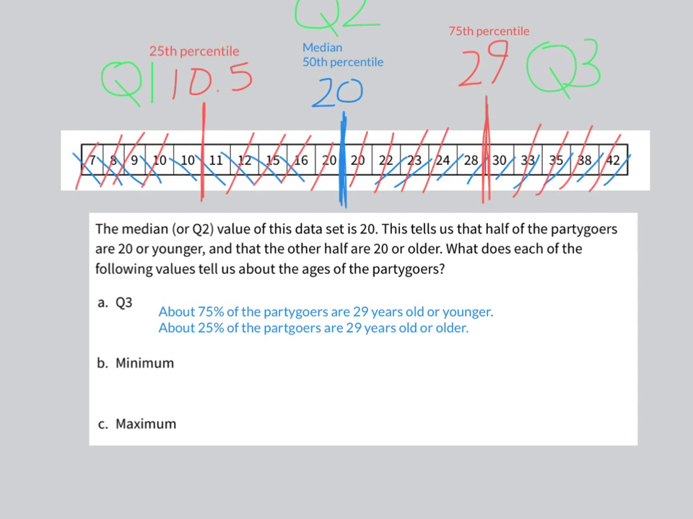Well, in this case, I can be very specific. I can say all of the partygoers are 7 years old or older. Because 7 is my minimum in my 5-number summary, it was the lowest number. So everybody here is 7 years old or older.